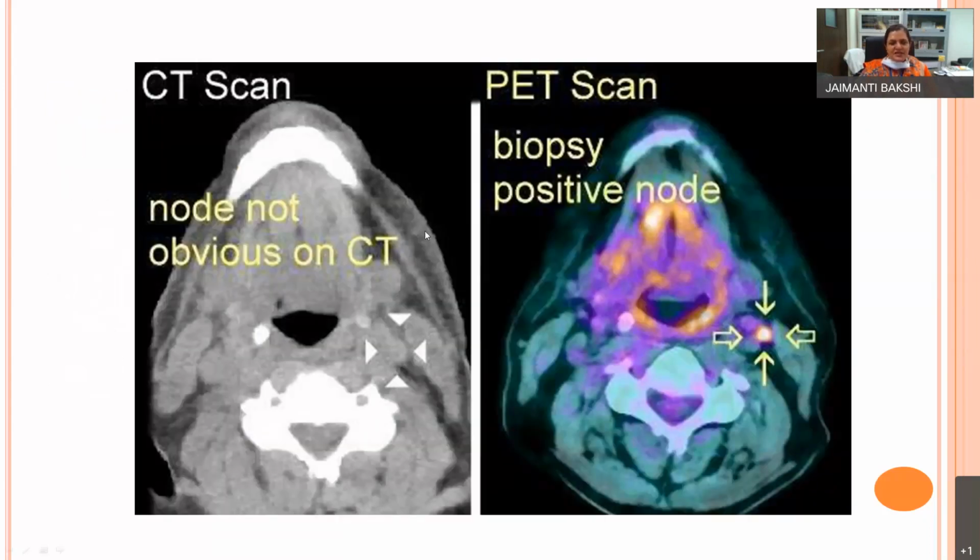So here we can see the difference in the images. This is a conventional CT, and on this CT, the extent of the disease is not so obvious, and lymph node involvement is also not so obvious. But on PET-CT, we can see there is uptake in the areas here and here, and this is the biopsy positive lymph node, and it is easily picked up on PET-CT as compared to the conventional CT.